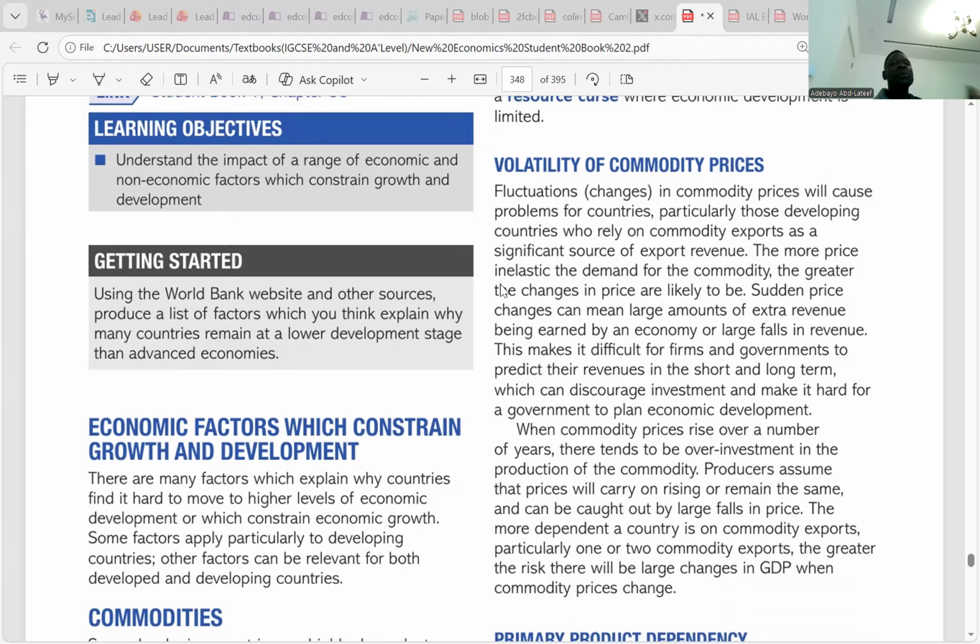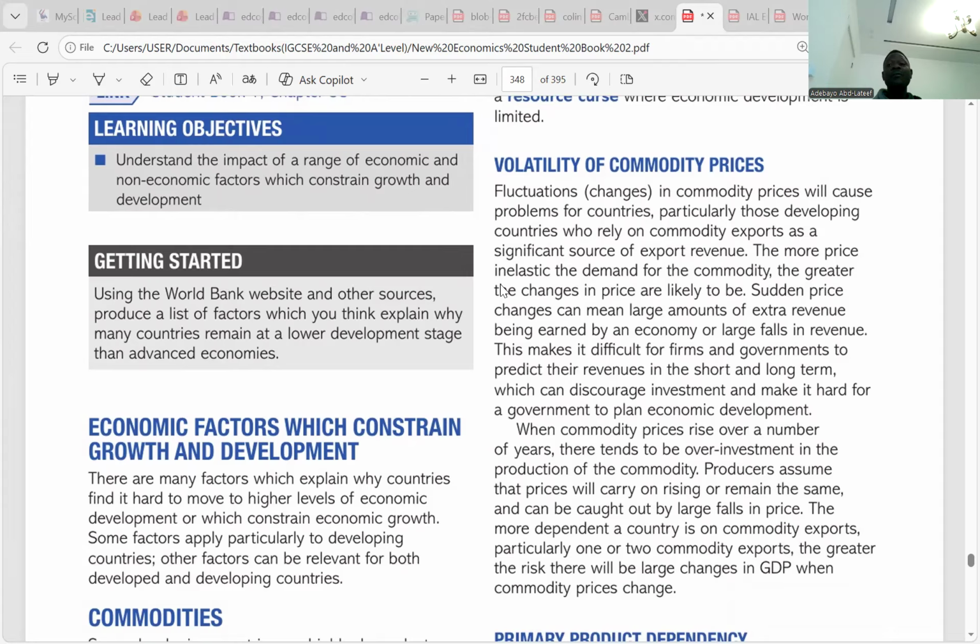So volatility of commodity prices, fluctuations of prices, for a commodity like oil, copper, whatever it is that we rely on for production: if their prices are not stable, it becomes difficult for those countries that mostly rely on them for production to be able to make a plan or budget.